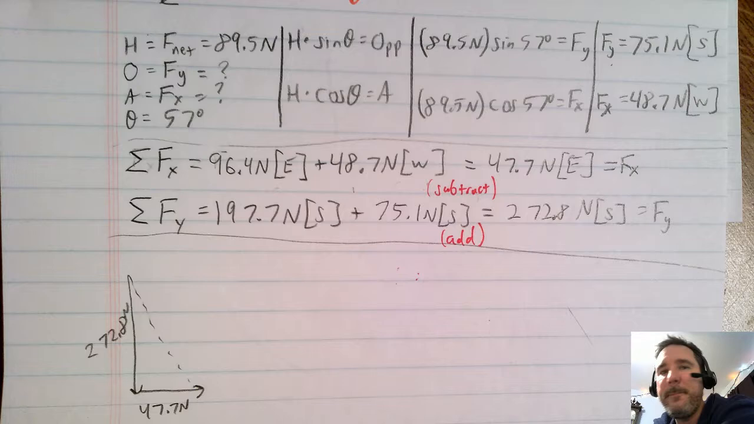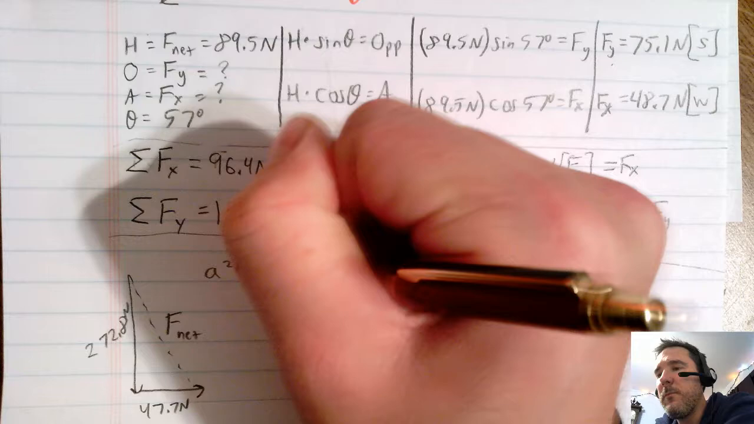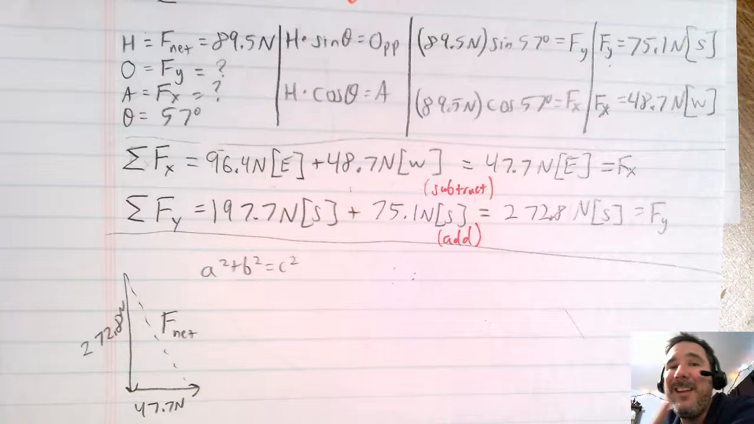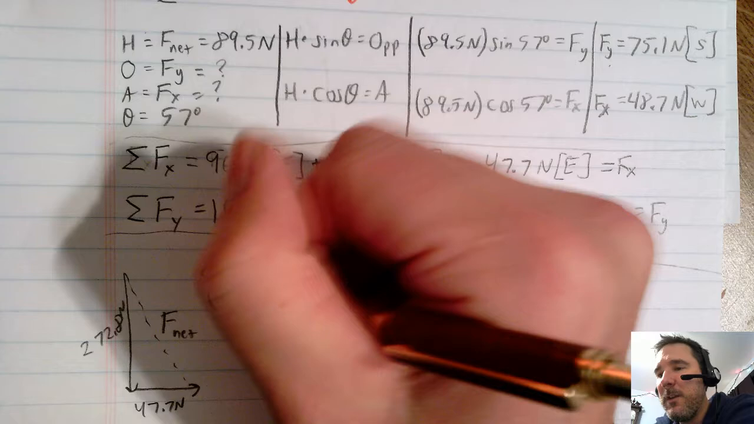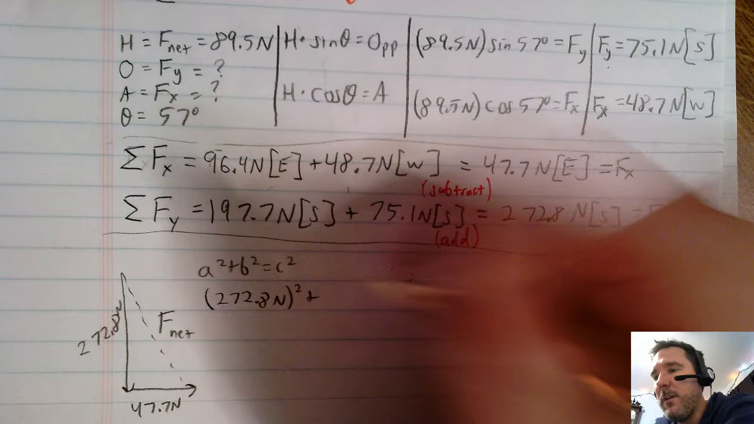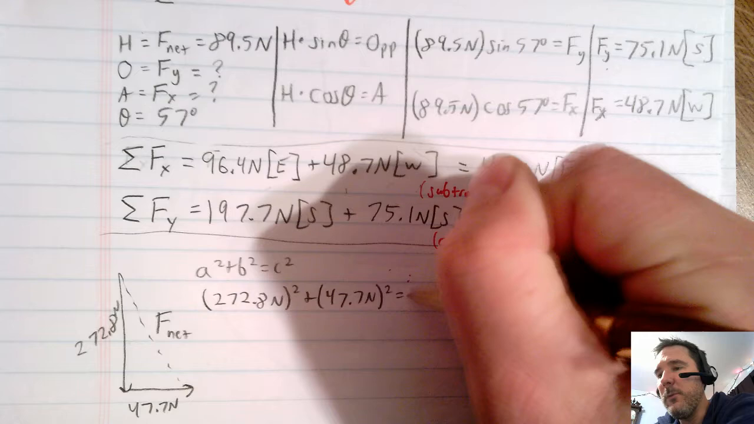Okay. So I want to know F net. This is the actual F net. So this is where I'm going to do A squared plus B squared equals C squared. I could just do this in my calculator, but because I'm showing you how to do this, I'm going to write this out. And I might do that anyway, just to make sure I don't screw this up, because there's a lot of work. So 272.8 squared plus 47.7 squared equals my F net squared.